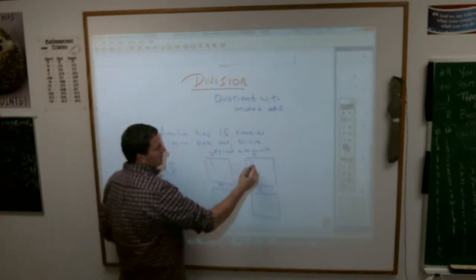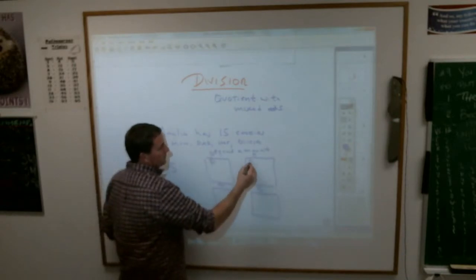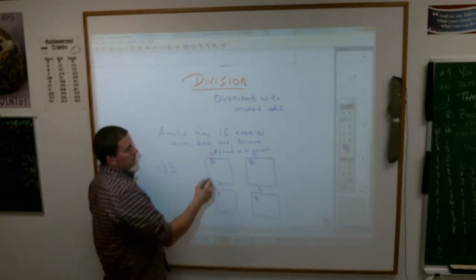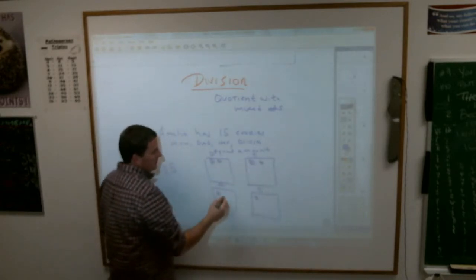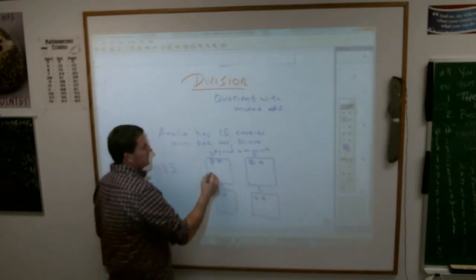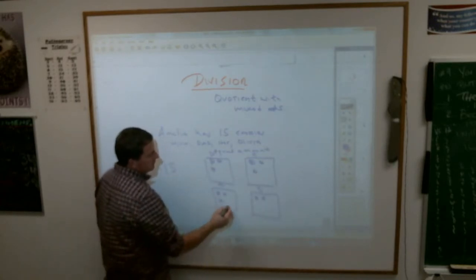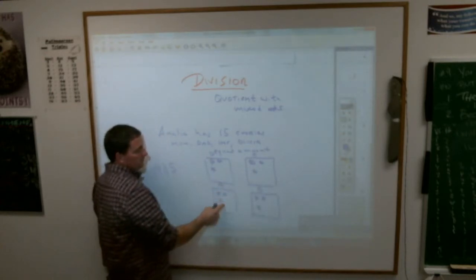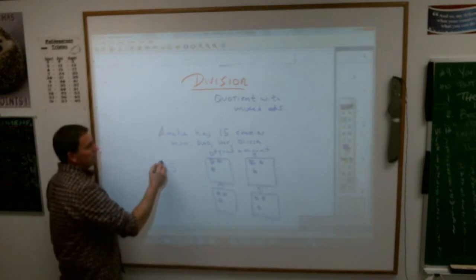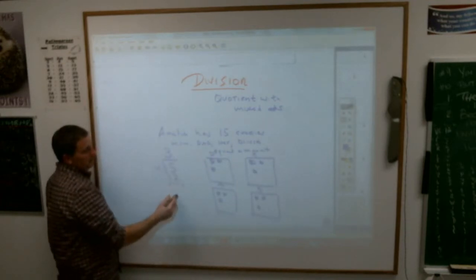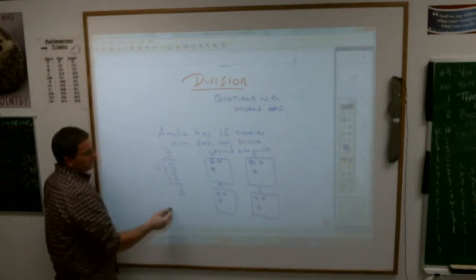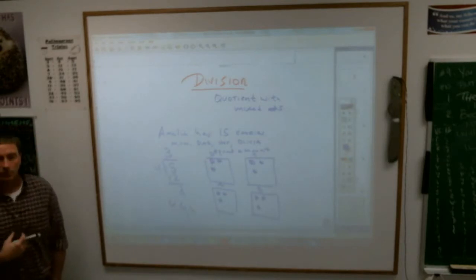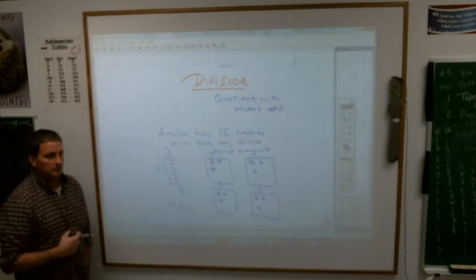So she hands out these cookies. Cookie number 1, cookie number 2, cookie number 3, cookie number 4. They all get 1. That's 4 cookies. 5 cookies, 6, 7, 8, 9, 10, 11, 12. Now, here's the deal. 13, 14, 15. She gives everybody a total of 3 cookies. But she's got 3 cookies left over. She doesn't have enough to give everybody 1 more. So what does she do with it?